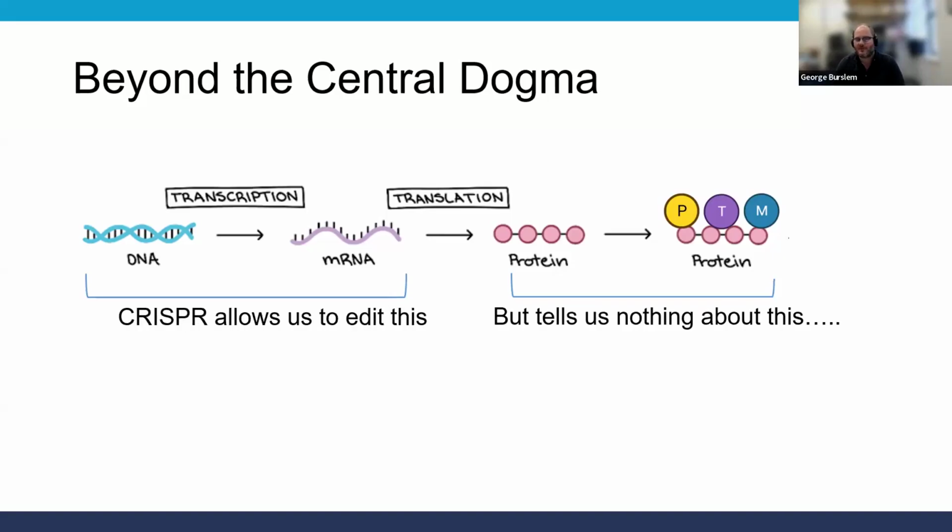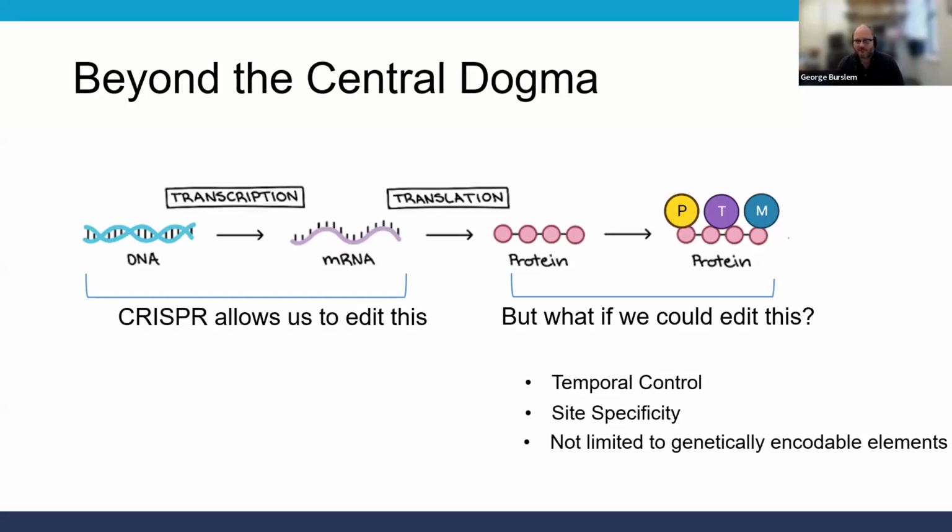But crucially, CRISPR also allows us to edit DNA. But we thought, how cool would it be, and what could we enable, if we could edit protein sequences and protein post-translational modifications? We also wanted to take the tools that we have in chemistry and apply them inside living mammalian cells. And so we set out to think about how we might do this. We wanted temporal control, site specificity, and crucially not to be limited to the canonical genetically encodable elements. So, can we make unnatural proteins inside human cells?